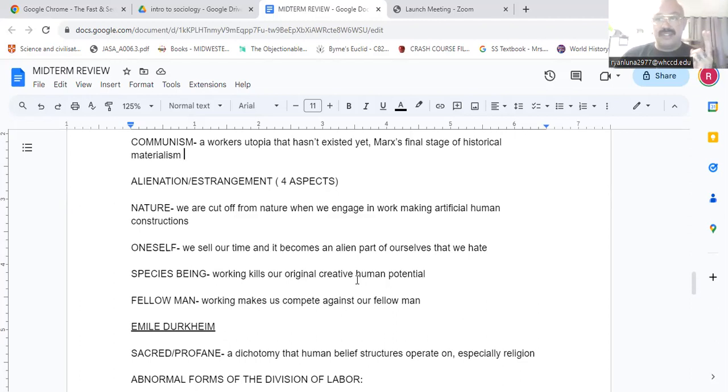This isn't going to be on the test. Socialism, and there's different types. Then communism. Okay, communism hasn't existed yet, even though countries or people think it has, according to more of like orthodox Marxism, it hasn't.